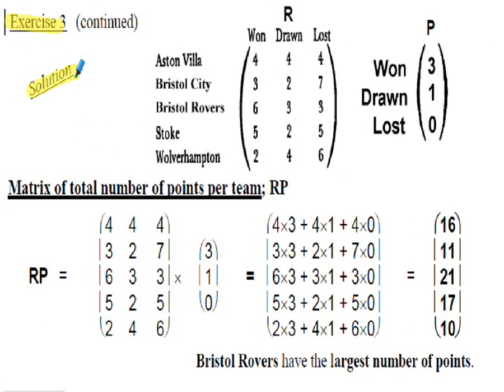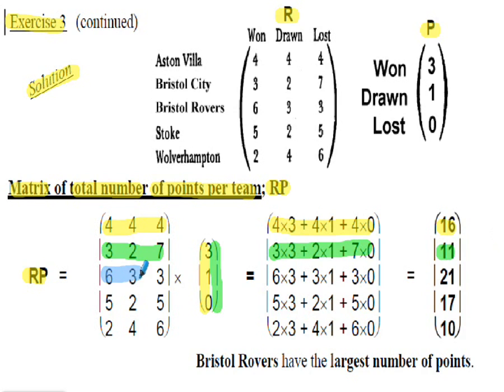Exercise 3 solution. I just repeated the results matrix R and the points matrix P from the previous slides for convenience. We've got to now find the total number of points that each team achieved, so that means multiplying matrix R by P. To find this, we multiply the first row in matrix R with the column vector P. The calculation is shown here, and the number of points for Aston Villa is 16. Next, taking the second row in matrix R, multiplying that by the column matrix P, and these calculations here give 11 points for Bristol City.